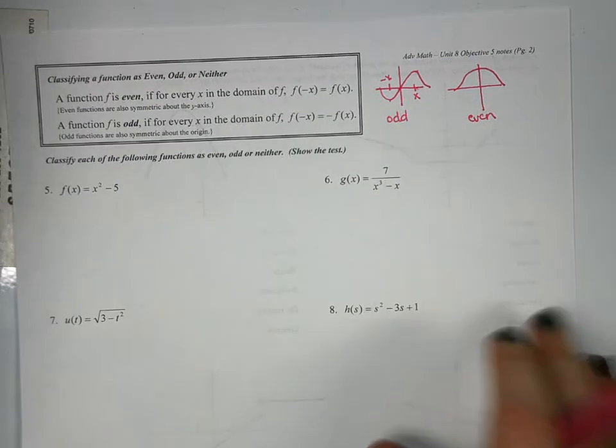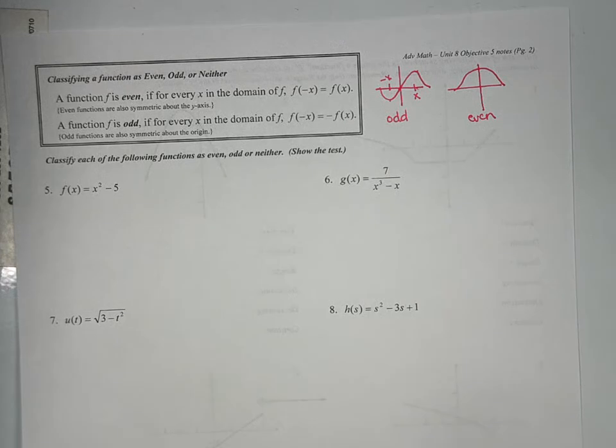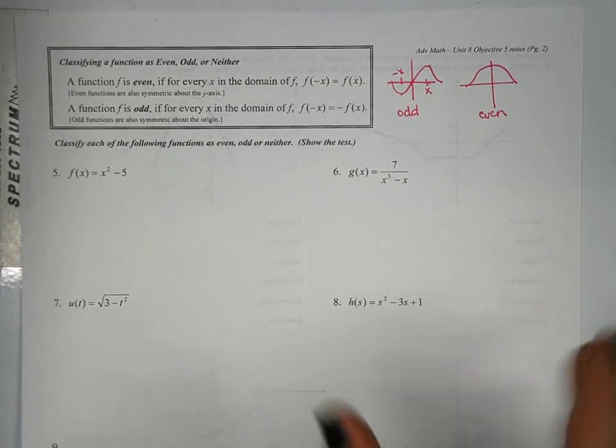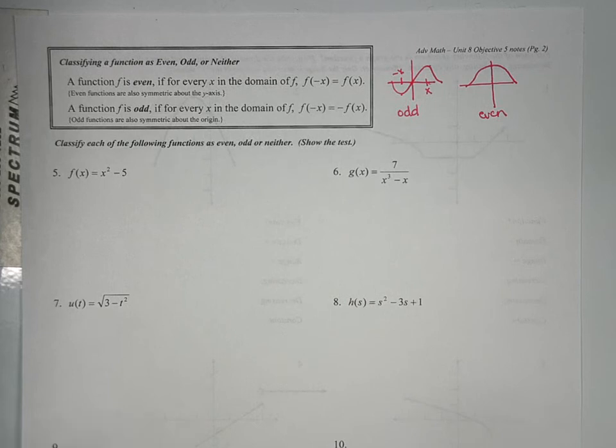So rather than just the graphical, we're going to look at the algebraic way to be able to tell if it's odd or even. The algebraic way is just plugging in negative x and seeing what you get. Is what you get your original function? Is what you get the exact opposite of it? Or is it neither one? Is it something totally random that doesn't match at all?